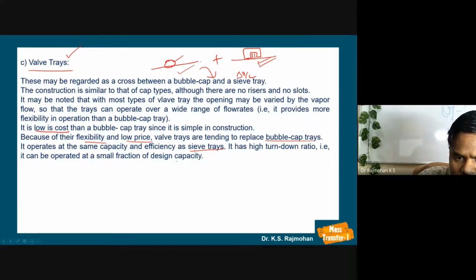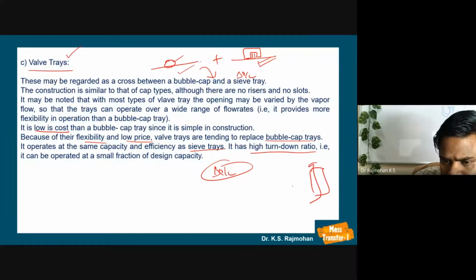When we say this capacity and efficiency, the pressure drop per unit length is also going to be low. And it has a high turndown ratio. What is high turndown ratio? It can operate at a small fraction of design capacity. For example, it can operate with the gas flow rate from 100 to 10. So it can operate in a wide range. If that means, say, 100 kg per hour, it can be operated at 10 kg per hour. That means that ratio is high. Even with 10 percent of its capacity, we are able to operate it efficiently.